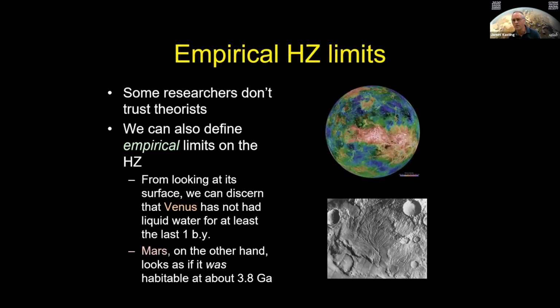There are researchers, I've found in my career, that don't trust theorists. And so there are always skeptics out there. So to satisfy the skeptics, you can also define empirical limits on the habitable zone.